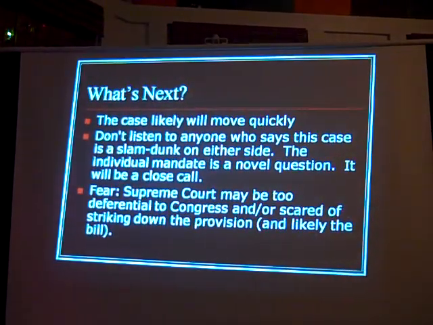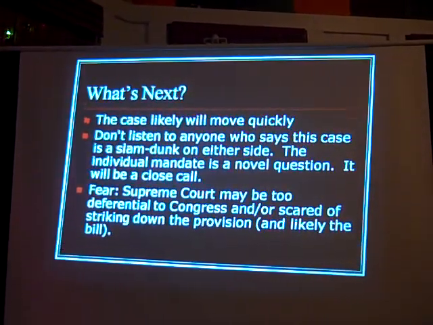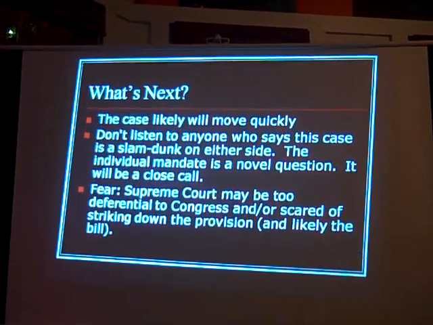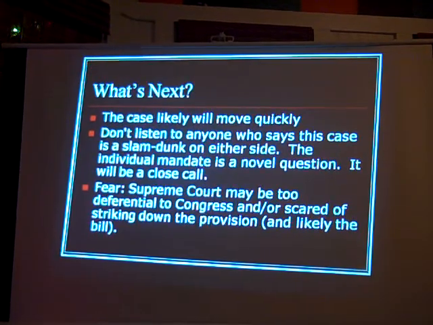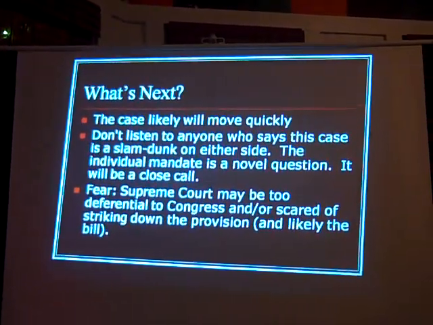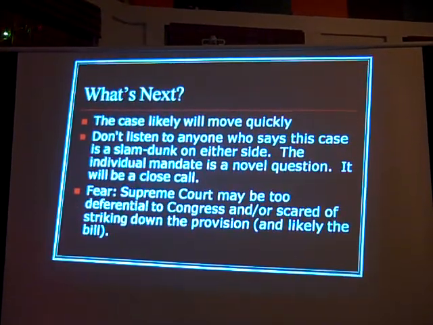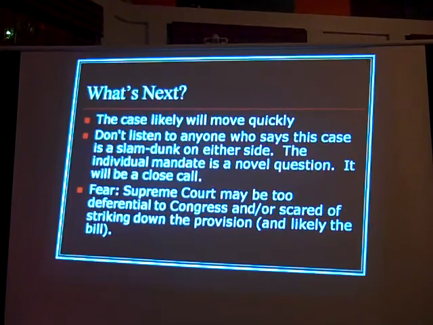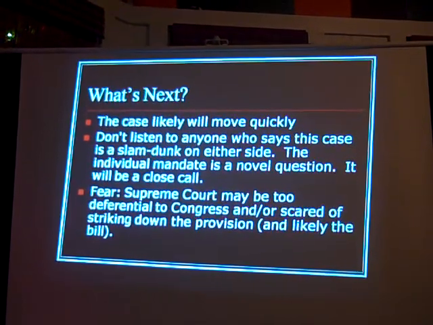So the case will get heard by the Supreme Court, almost guaranteed this term. That means that there will be a decision by June 2012. Not that long, so a matter of months. So this is going to be pretty big.